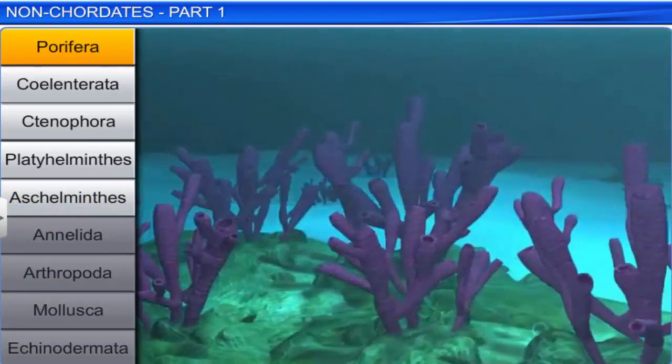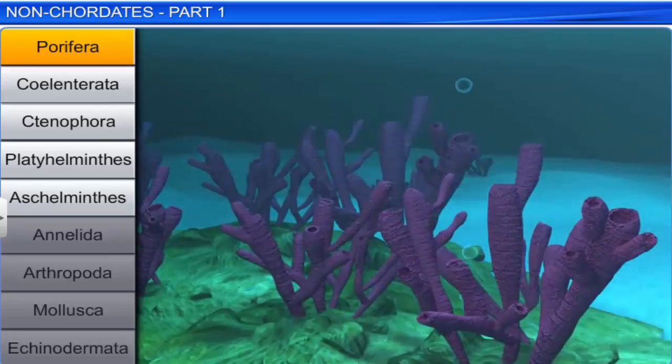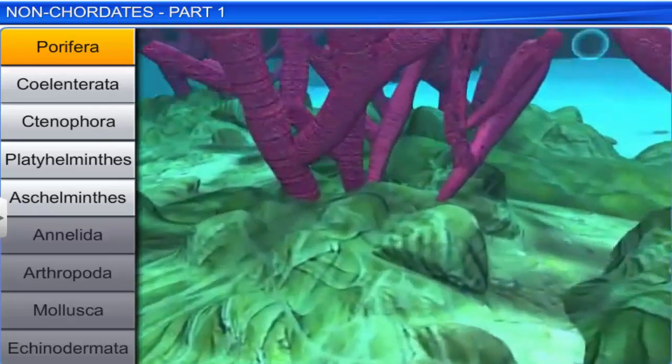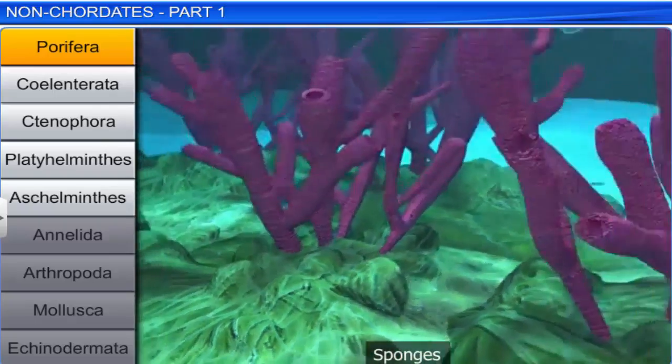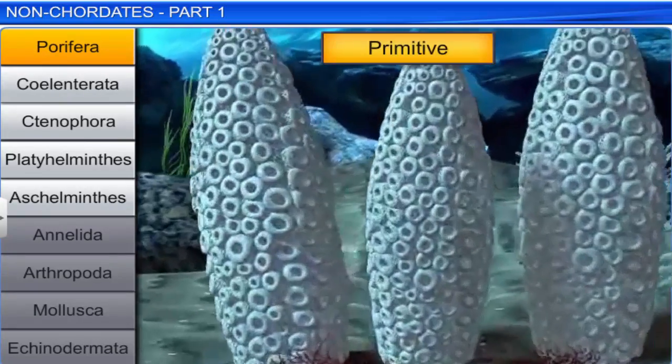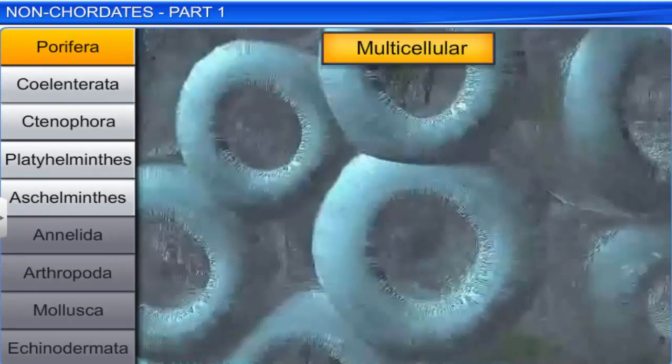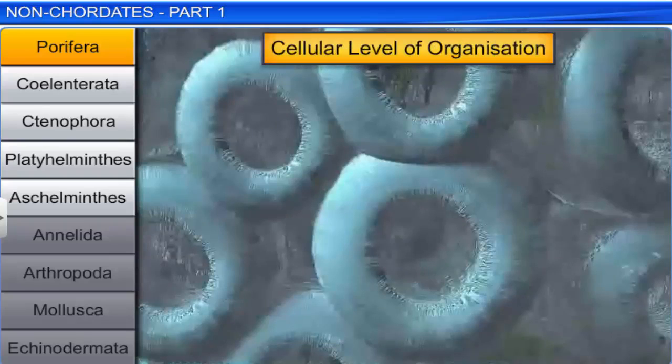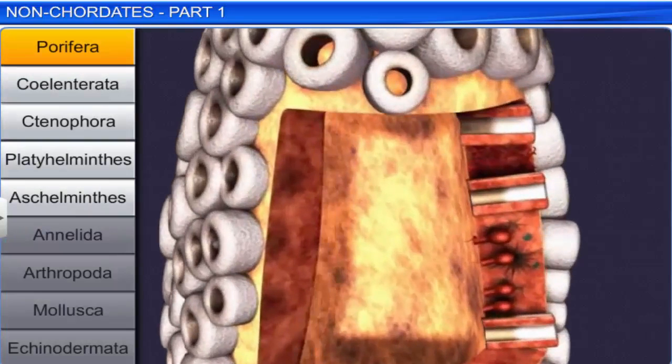The first phylum under non-chordates is Porifera. The members of this phylum are known as sponges. These are primitive, multicellular, asymmetrical, marine animals with cellular level of organization. The body of sponges is supported by a skeleton made up of spicules or spongin fibers.